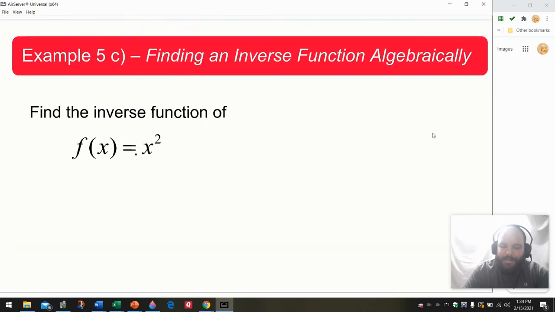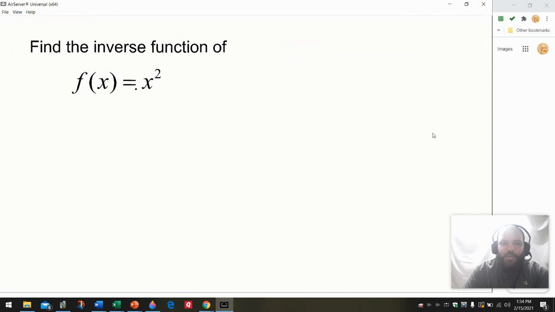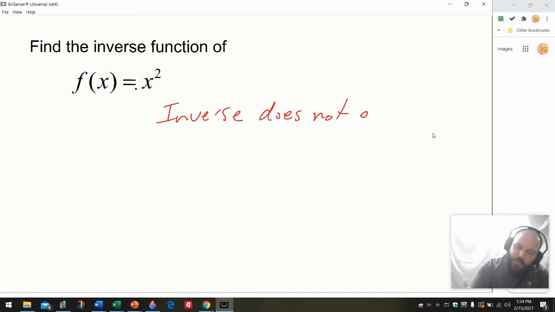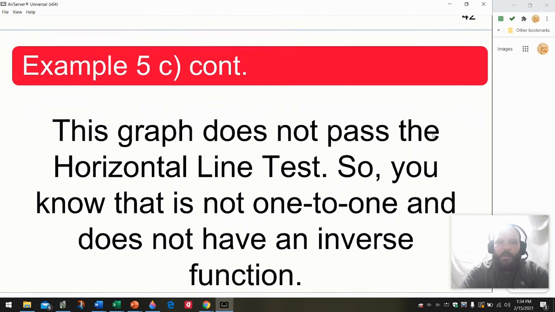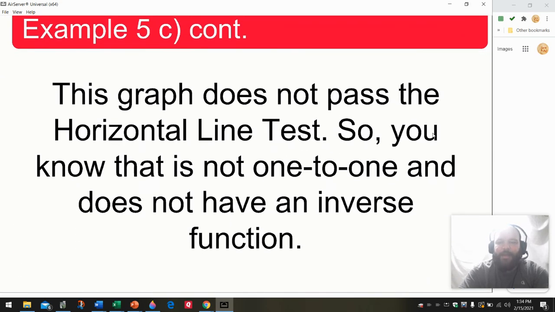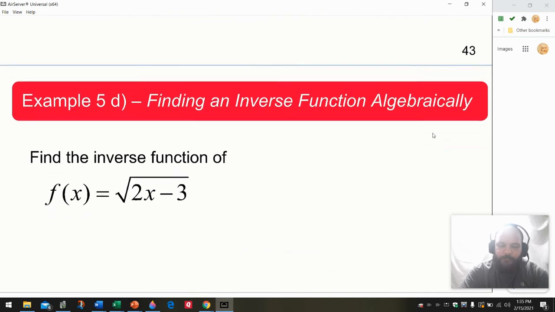And because there's nothing restricted on there, you would just simply say the inverse does not exist. And that's it, because you can't find the inverse there. So it's always important to check your graphs whether they pass the horizontal line test before you try to find the inverse so you don't waste your time.